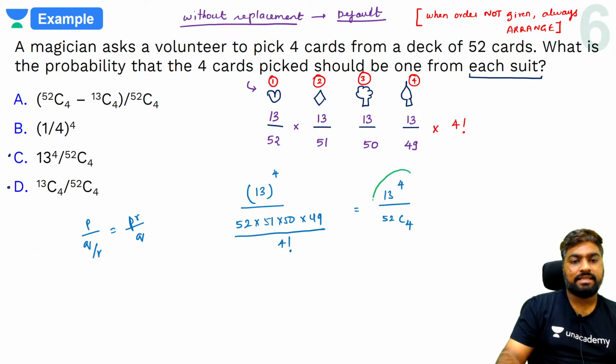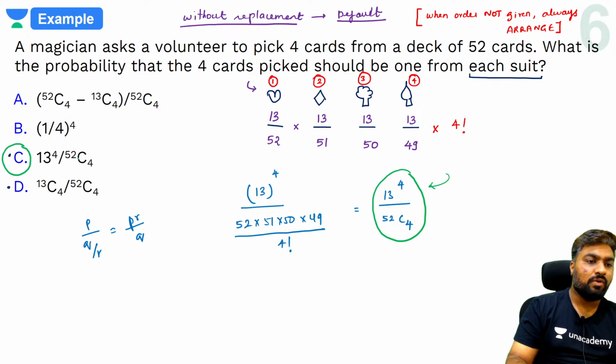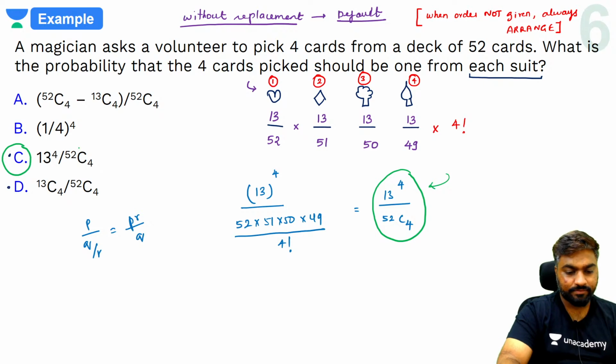Everybody say a yes if you have understood this. Say cheers if you've understood this. Yes, so what's your answer? Option C, 13 to the power 4 by 52C4. Yes. So Rama's answer is correct. Lekhna's answer is correct. Others, guys, please check.